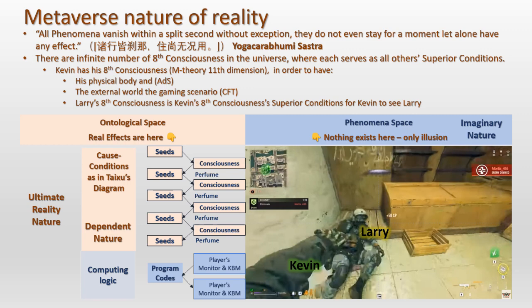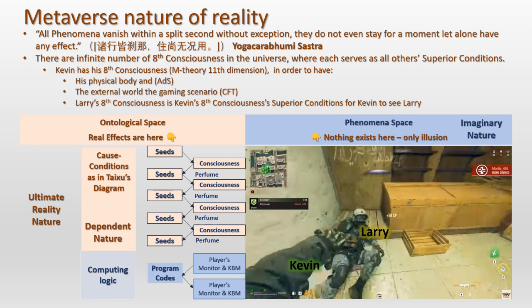It is said in Yogacara Bhumi Sastra that all phenomena vanish within a split second without exception; they do not even stay for a moment, let alone have any effect. Also, according to Yogacara Buddhism, there are an infinite number of eighth consciousnesses in the universe, where each serves as all other superior conditions. To understand the above concepts, let us start with Kevin.